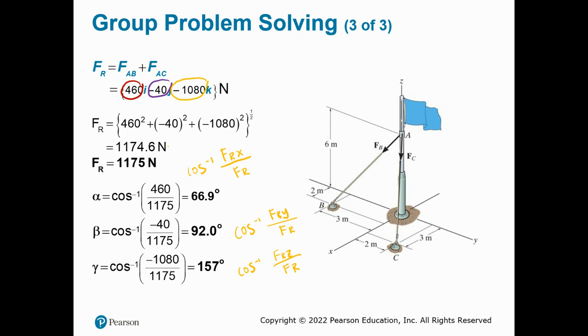And then alpha, by definition, one more time, we talked about this before, but just to give you a quick refresh of your memory, alpha is defined as the angle between the x component of the resultant force and the resultant force overall. Beta will be the angle between the y component of the resultant force and the resultant force overall. And gamma will be the angle between the z component of the resultant force and the resultant force overall.